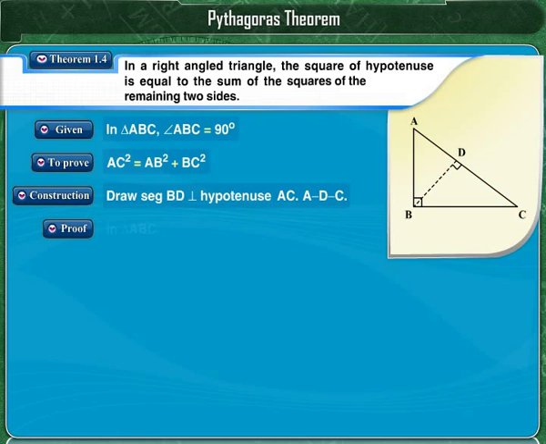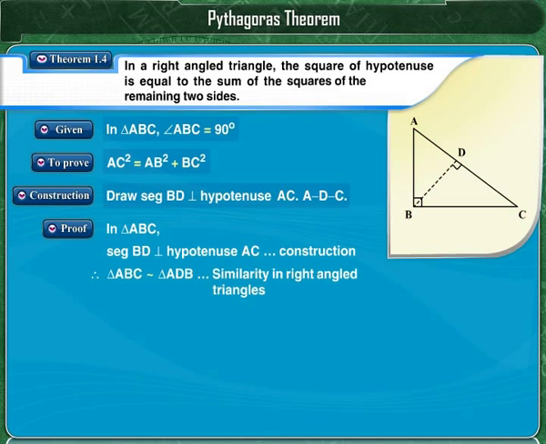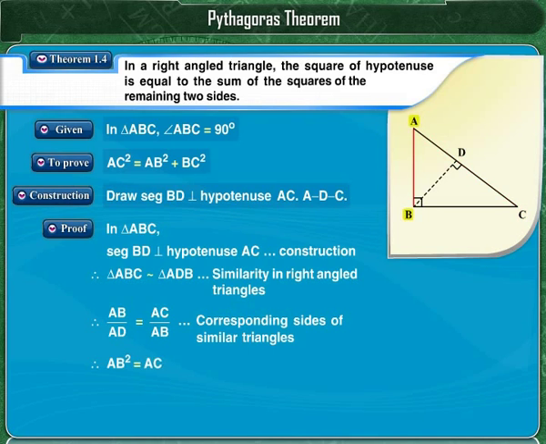Proof. In triangle ABC, segment BD is perpendicular to hypotenuse AC by construction. Therefore, by similarity of right-angled triangles, triangle ABC is similar to triangle ADB. The corresponding sides of similar triangles are in proportion. Therefore, AB upon AD is equal to AC upon AB. That is, AB squared is equal to AC into AD.